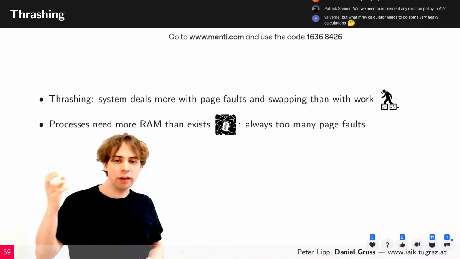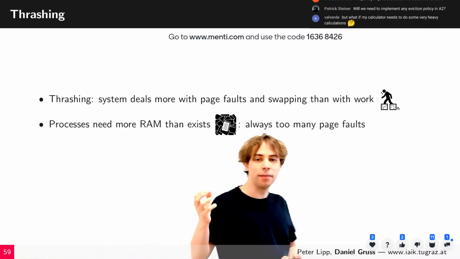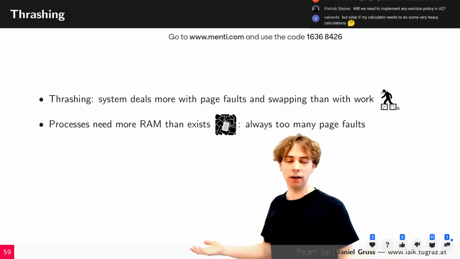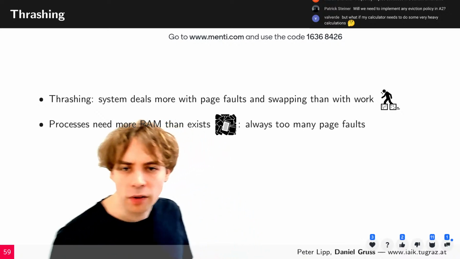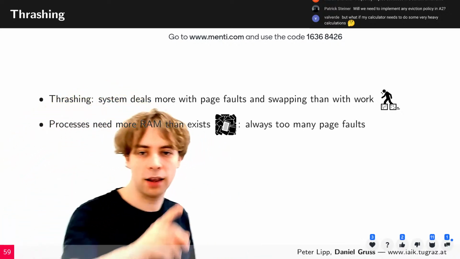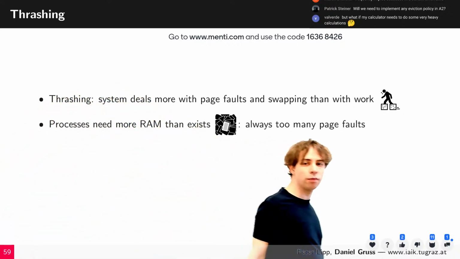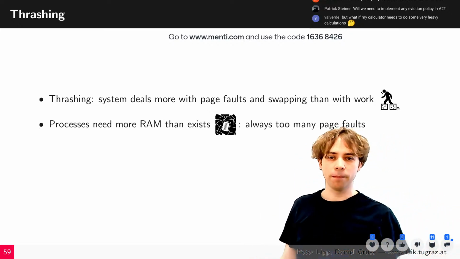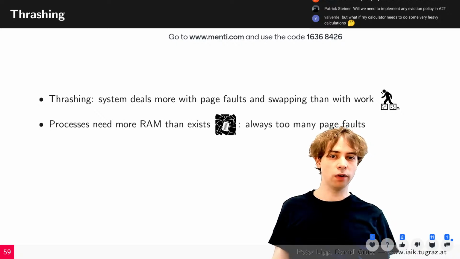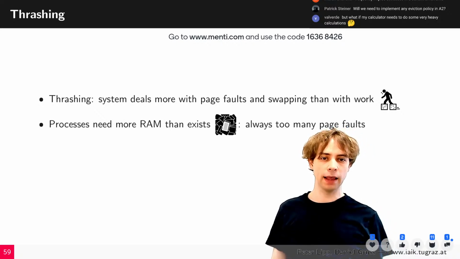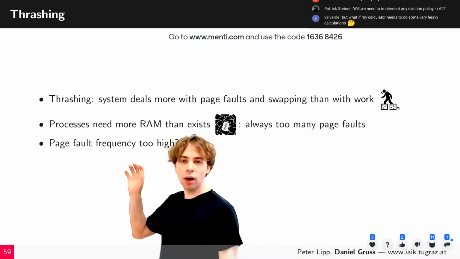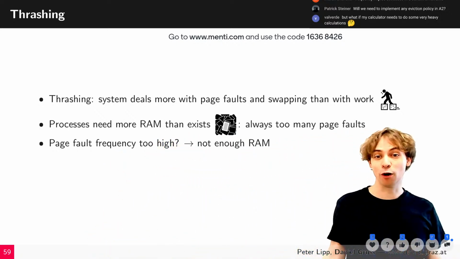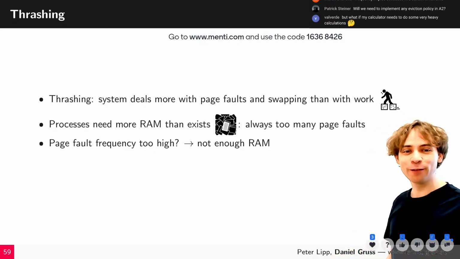And if processes need more RAM than there is, then you will always have too many page faults. So this is a lot of pages. So we need more RAM than exists. Then we will always have too many page faults. If the page fault frequency is too high, what do we do then? Buy more RAM, right? Of course.